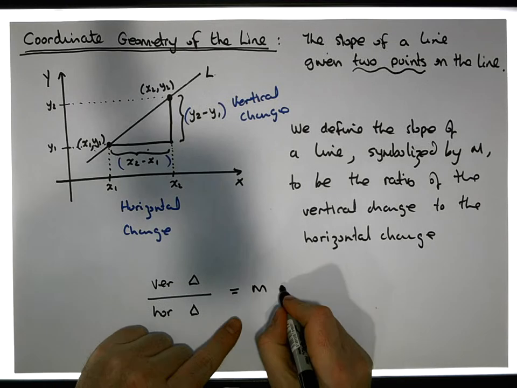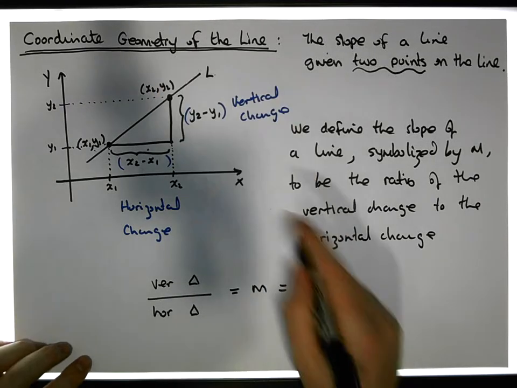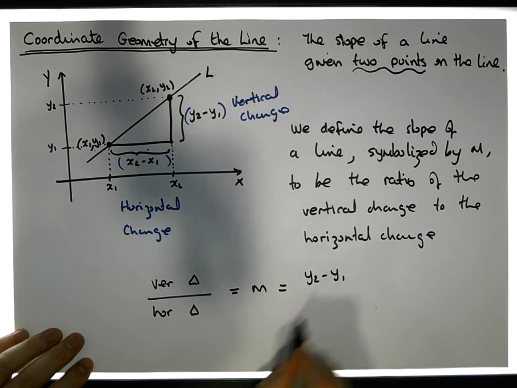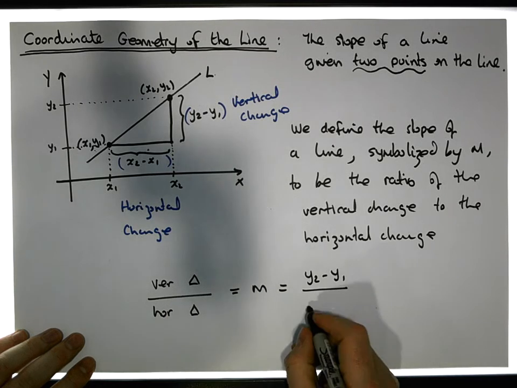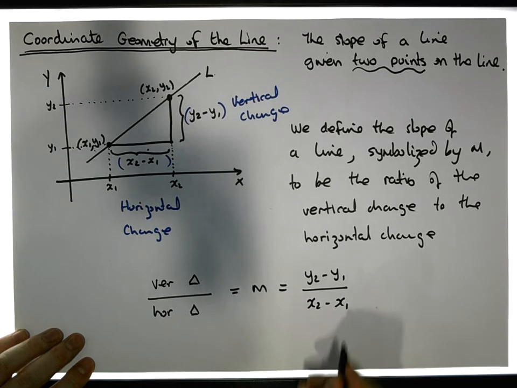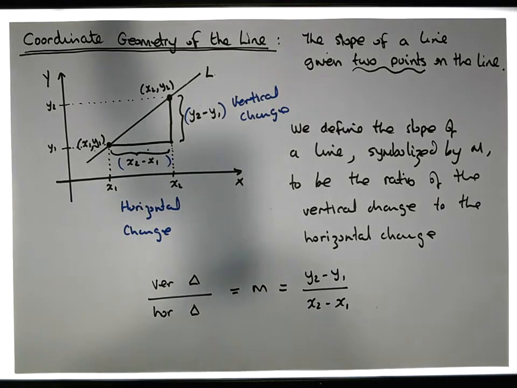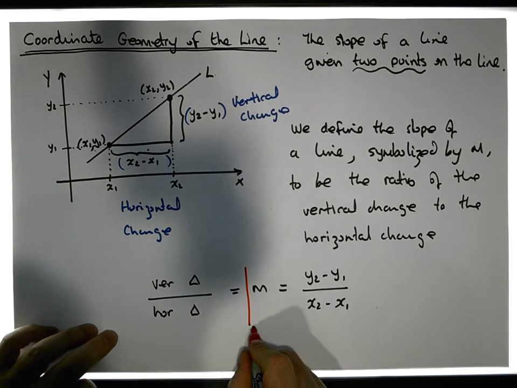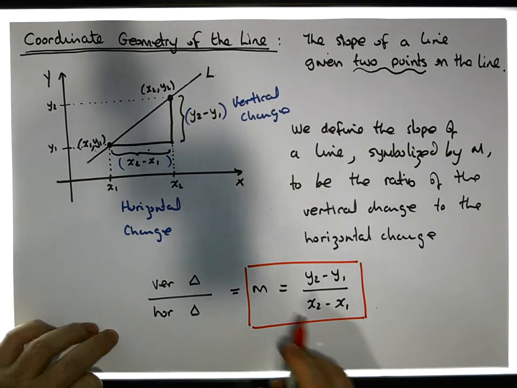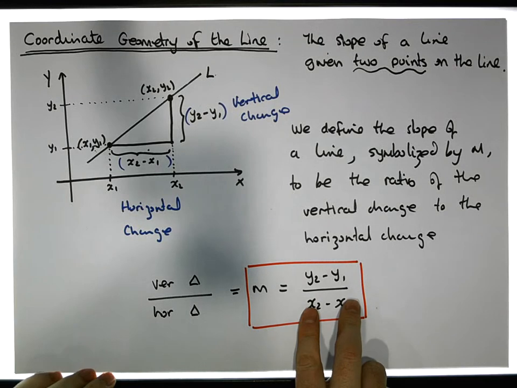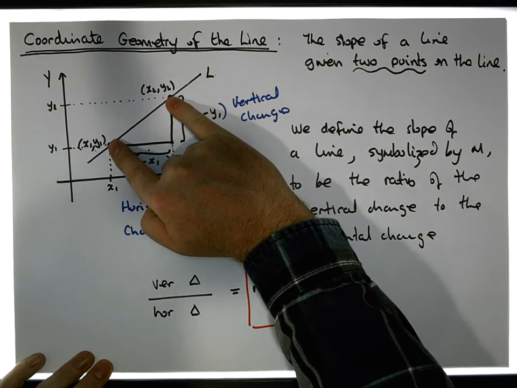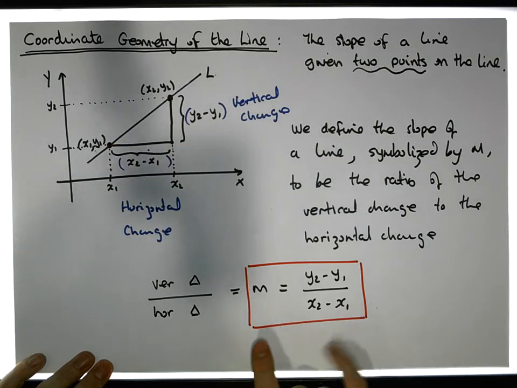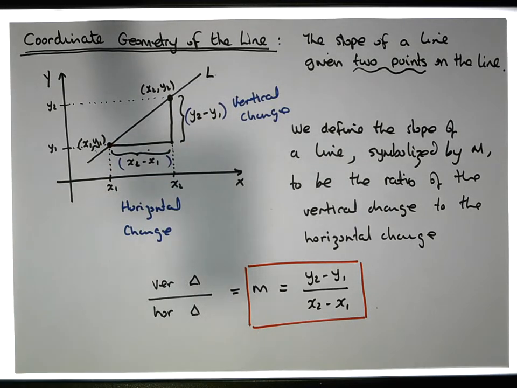But what is it? Well, this vertical change is y2 minus y1, which needs to be divided by this horizontal change, which is x2 minus x1. That's exactly the formula that we require, that we've seen so many times, which is the slope of a line. So this formula is the slope of a line L, given 2 points on the line, x1, y1 and x2, y2.